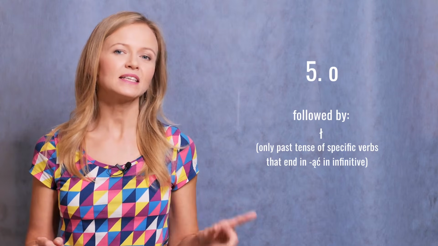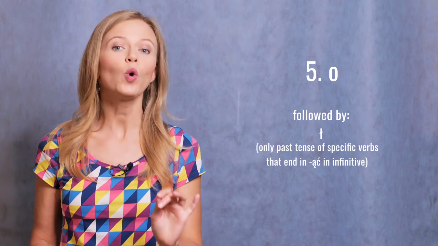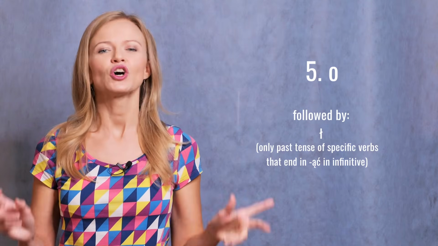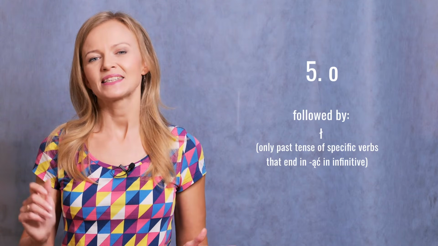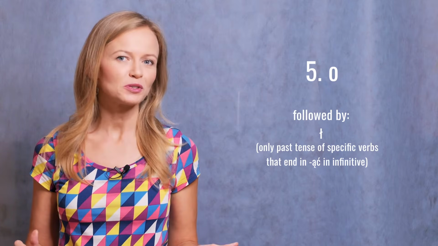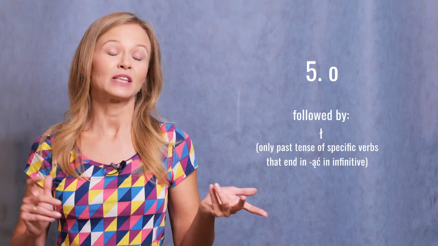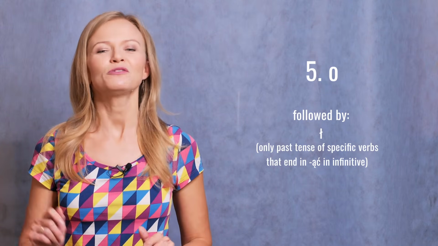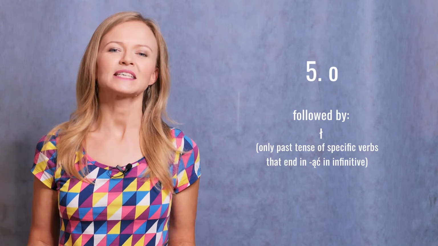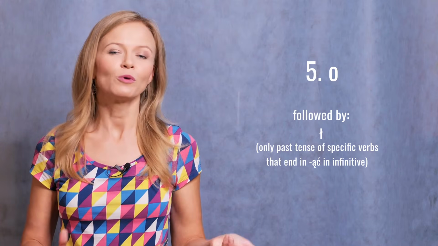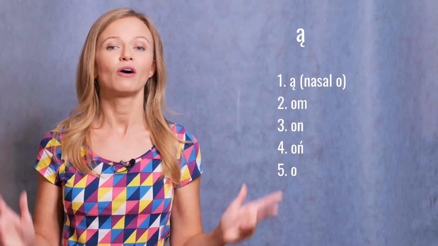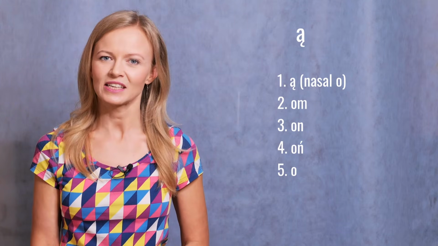It happens when this letter is followed by letter w, w. This happens only in past tense forms of some verbs. These are specific verbs that end with onć in the infinitive form. So, for example, it will be word wziął, wziął, or zacząłeś, zacząłeś. So now you know how to pronounce a letter on in different contexts.